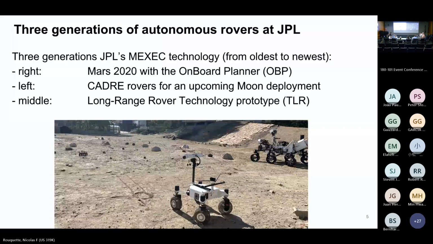Right, so the context. Here I show you 3 generations of autonomous rovers. You see on the right here, this is the Mars 2020 engineering model. So it's the Perseverance rover that is currently on Mars. On the far left, it's a little bit difficult to see, there were 2 Cadre rovers in the Mars yard that day. Cadre is some very small rovers that demonstrate distributed planning and scheduling to be deployed next year in the IM-3 launch. And then in the middle, this is our puppy, TLR, or we call it Ernest. If you're interested, I'll explain why it's called Ernest.